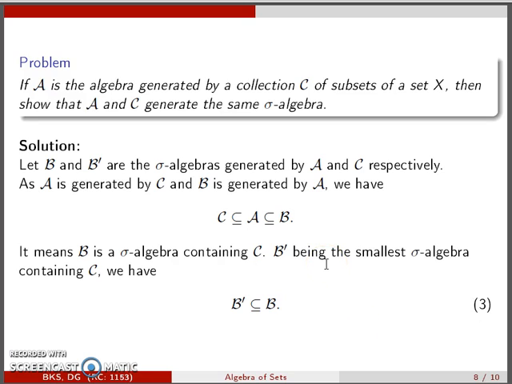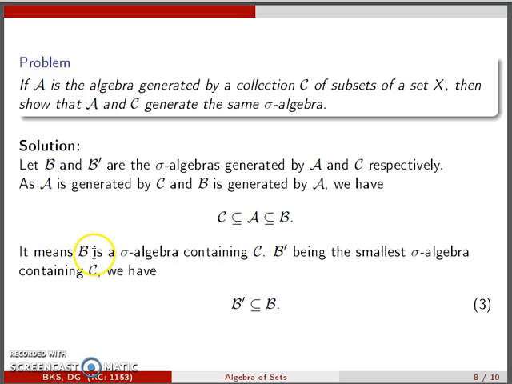Well, another interesting problem: script A is the sigma algebra generated by a collection script C, and then you have to show that the sigma algebra generated by script A and the one generated by script C are the same. So let's start with two different sigma algebras, B and B prime, one generated by A, one generated by C. A is generated by C and B is generated by A. So obviously this inclusion holds: C is a subset of A, which is a subset of B.